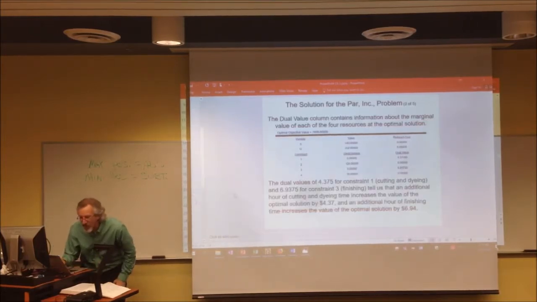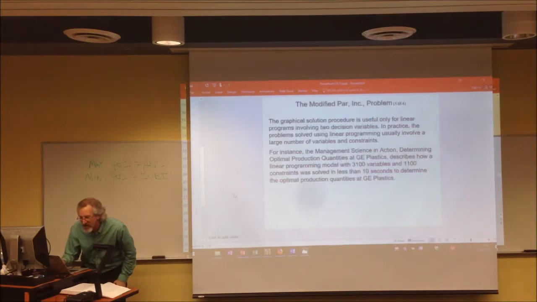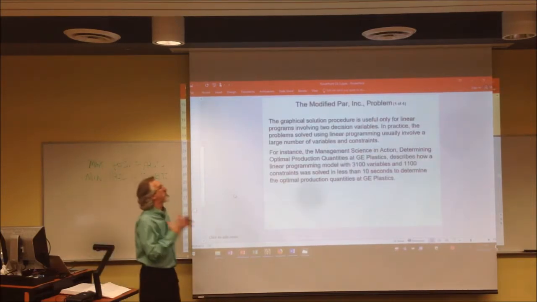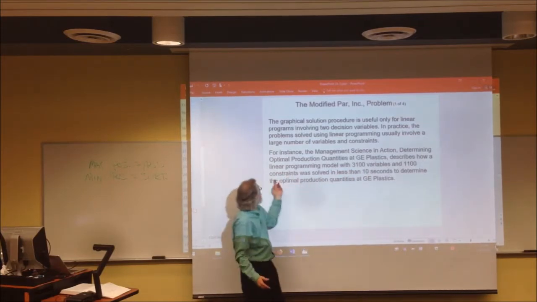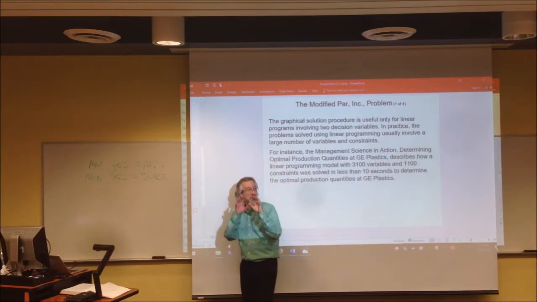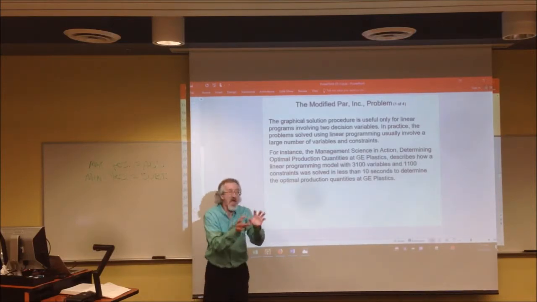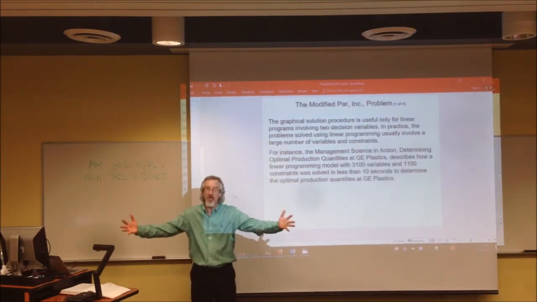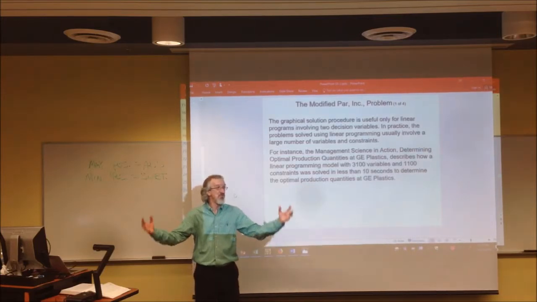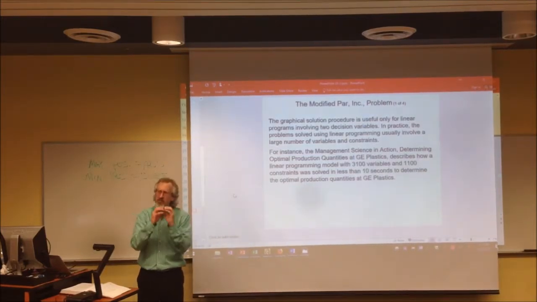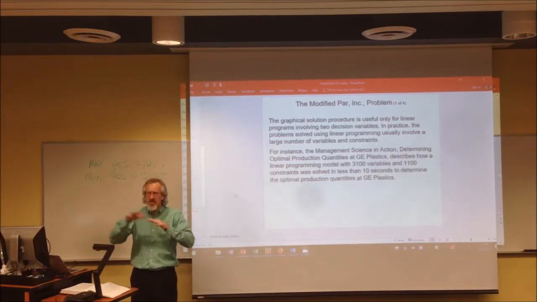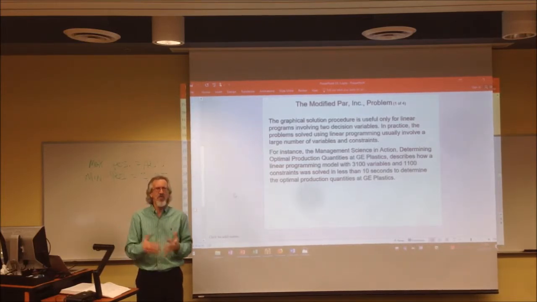Hang on. Real world situation is just like this. General Electric said they recently used linear programming. They had 3,100 variables and 1,100 constraints, and they were able to solve it in 10 seconds to figure out the optimal solution for 3,100 variables. This is how it's used. This is how I'm trying to get through to you, the concept on a micro scale, just so you can see what's going on, how it works.